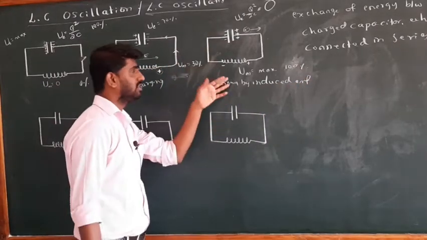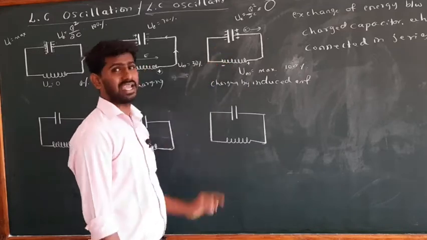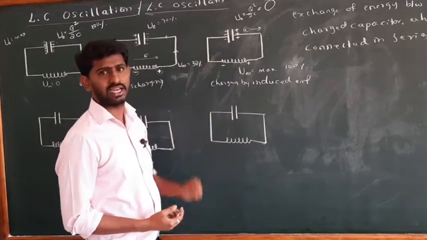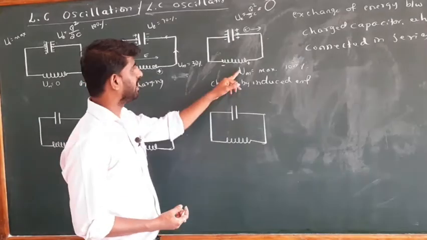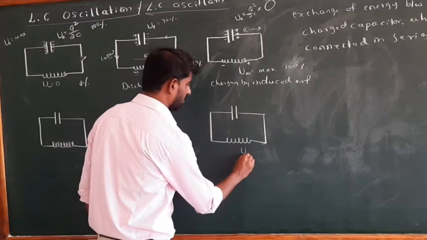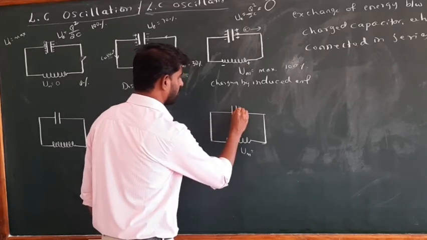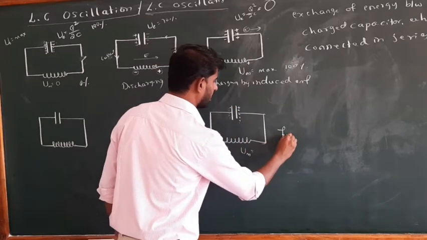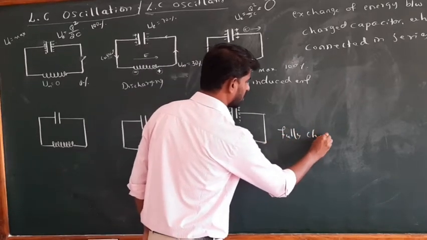Up to what extent can we charge? Until all the magnetic energy converts into electric energy. All the magnetic energy converts into electric energy. Okay, so the capacitor is fully charged now. Capacitor is fully charged.